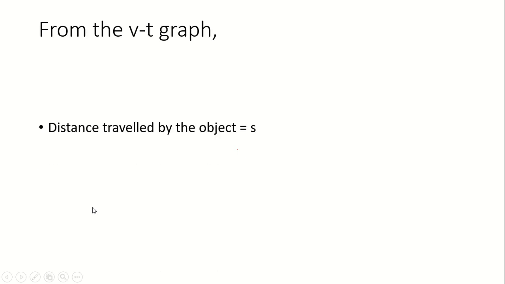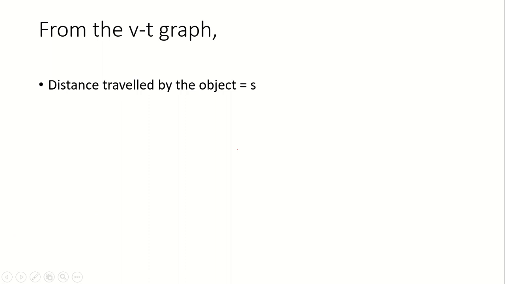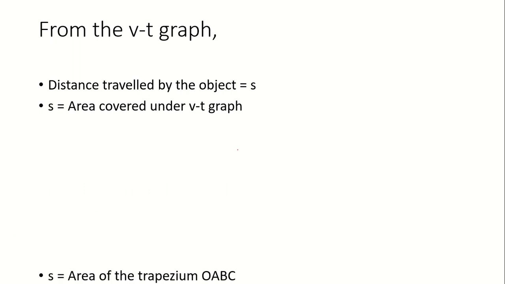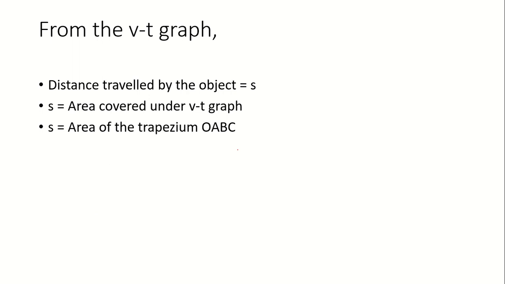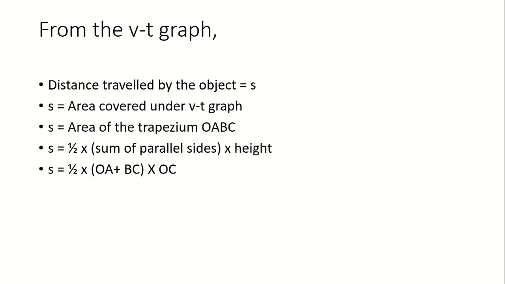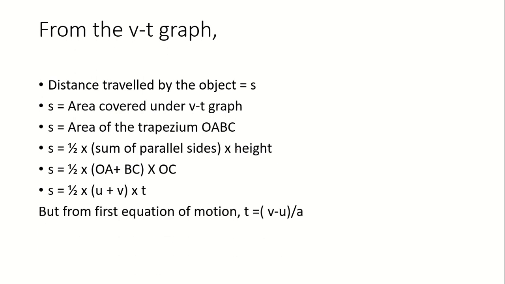From the Vt graph, distance traveled by the object is s, and s equals to area covered under Vt graph, you have learnt earlier, and s equals to area of the trapezium OABC. S equals to half into sum of parallel sides into height, and S equals to half into OA plus BC into OC. S equals to half into U plus V multiplied by T.